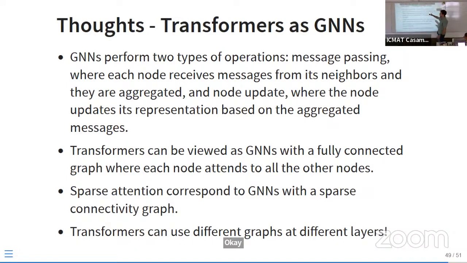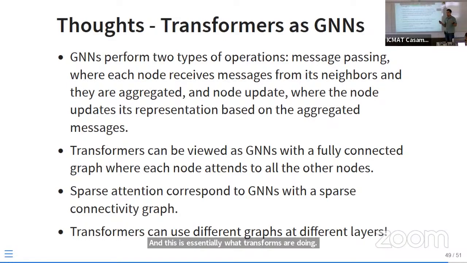And graph neural networks perform two types of operation. There is something called message passing, in which every node receives messages from its neighbors and aggregates those messages. The neighbors are defined by the structure of the graph, by the connectivity of the graph. And then there is another stage, node update, in which the features of every node are updated independently of every other node. And this is essentially what transformers are doing.